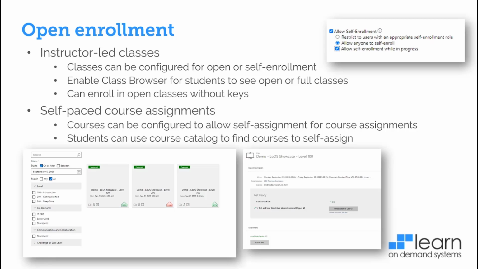The class browser has icons on the classes for which classes have openings and which classes are at maximum capacity to make it easy for the students. If you are configuring your classes to be open enrollments, you can also take advantage of our automated waitlist feature as well to make the process even more hands-off for your administrators.